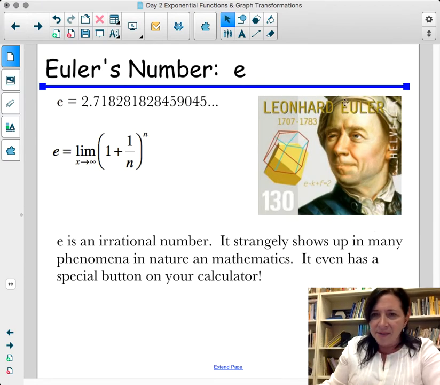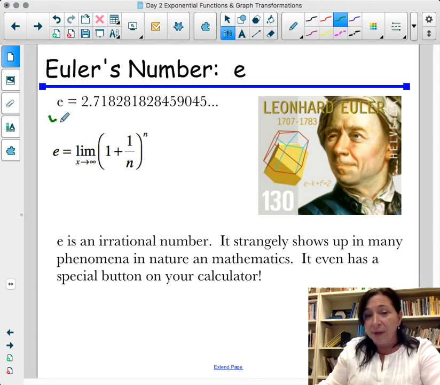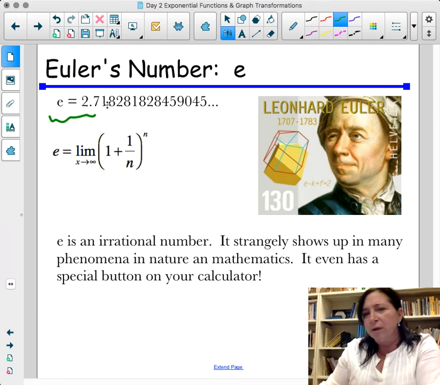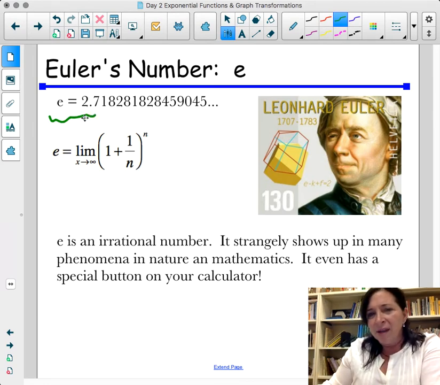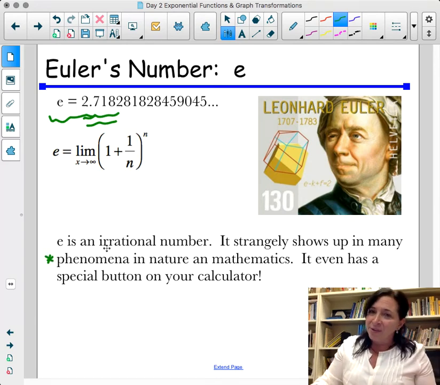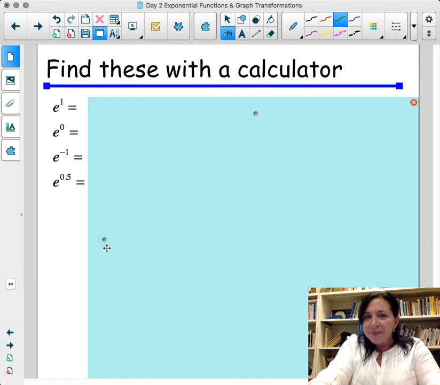Now, this guy, his name's Leonardo Euler. I know it looks like Euler, but that's not how you say it. It's Euler. He discovered this really cool number e, the letter e, but it stands for a number, sort of like pi, which is 3.14. Euler came up with this 2.7, which is irrational, and it does show up all over the place, especially when we're using logarithms. So it does have some really cool applications, and we're going to learn about the letter e.